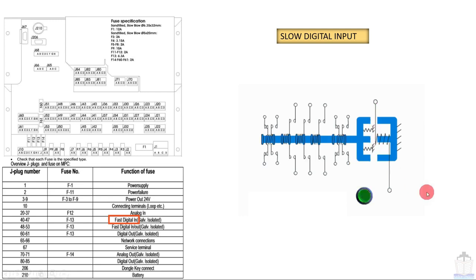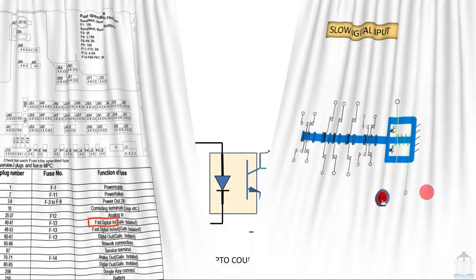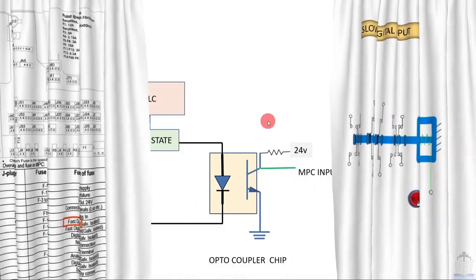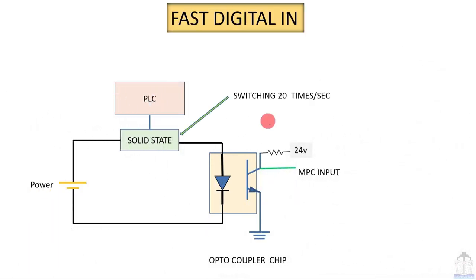Now moving to our main topic, fast digital input. So fast digital input switching is done by a solid state electronic component like this. These are the solid state which is regulated by the PLC, because making breaking several times we cannot do it manually. It must be done by some PLC, some digital circuit. Okay, so fast digital is done via the solid state electronic component. So in this circuit, if I want to switch on switch off 20 times, I can do it.